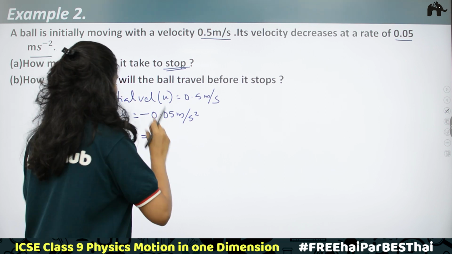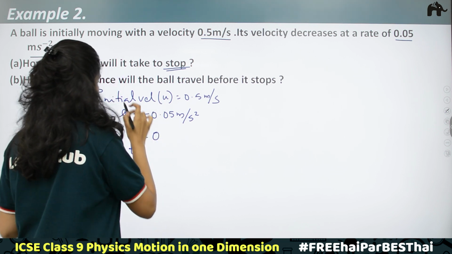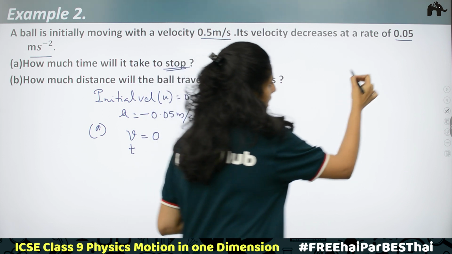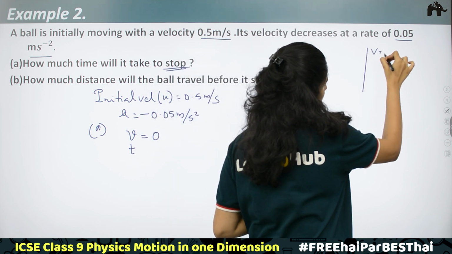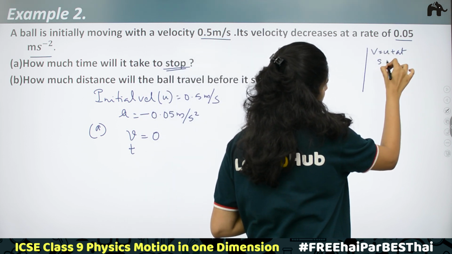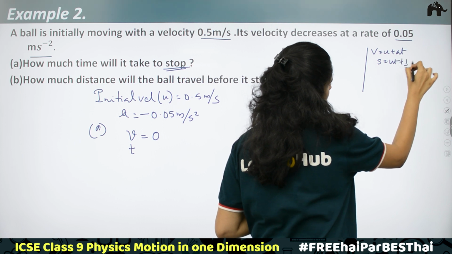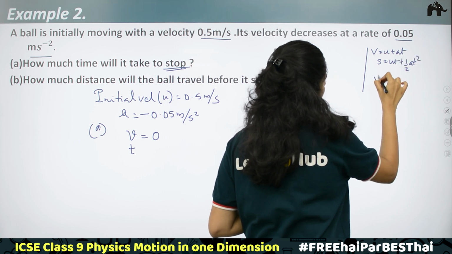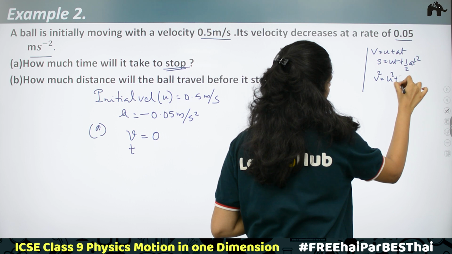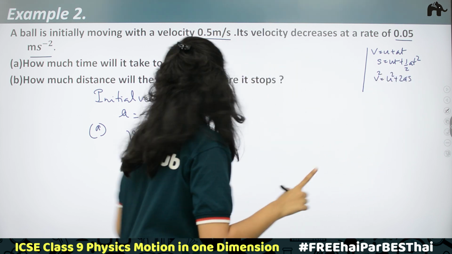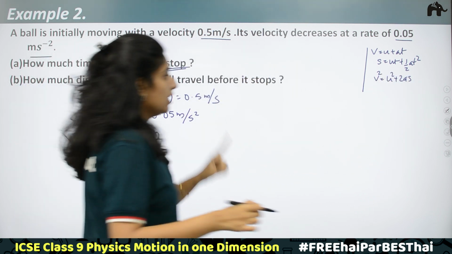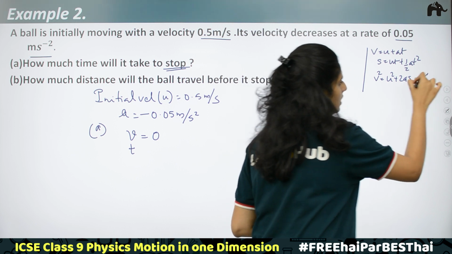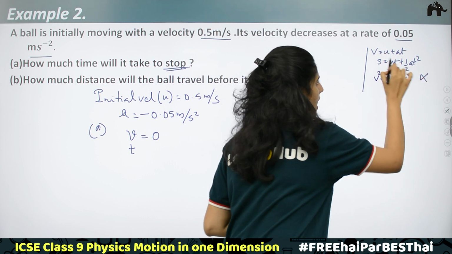Now check all the three equations. The first equation is v is equal to u plus at, s is equal to ut plus half at square, v square is equal to u square plus 2as. So here what we need to find? We need to find the time. In the third equation, there is no time, so it cannot be considered. Take the first and second.